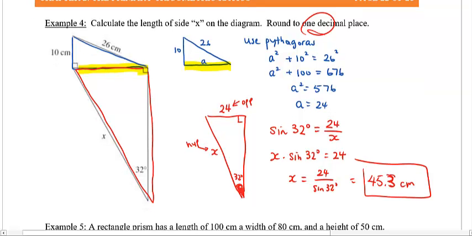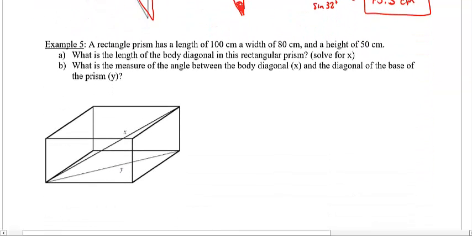All right, one more. A rectangular prism has a length of 100, a width of 80, and a height of 50. Okay, so 100, 80, 50. What is the length of the body diagonal? Oh, the body diagonal is this x going from one vertex to the opposite vertex. Wow.